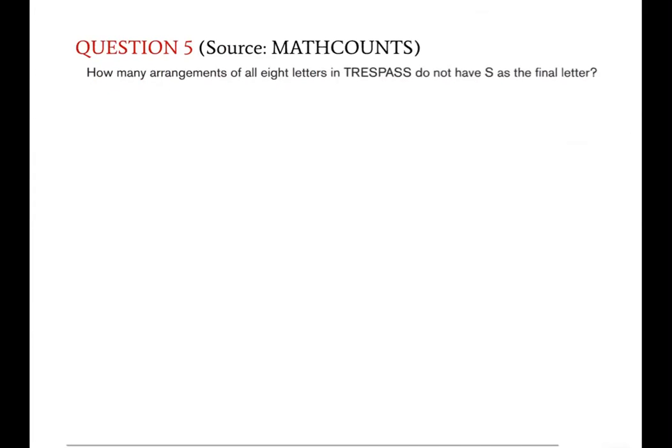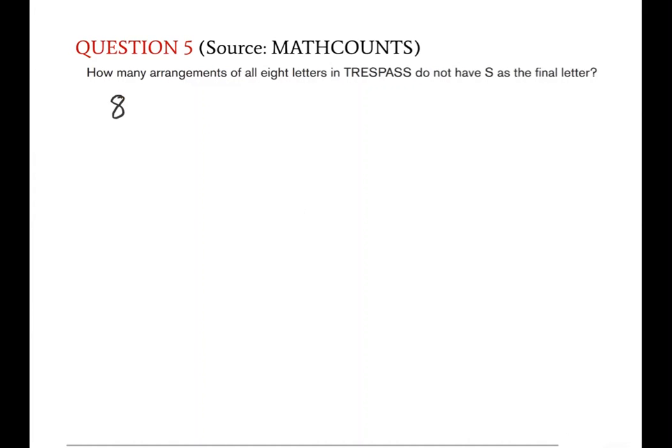Last question, question 5. So we want to find out how many arrangements of the letters of "trespass" will not have an S as the final letter. So first of all, let's find out how many total arrangements there are for trespass, assuming that all of these S's are treated as the same letter, so they're indistinguishable.